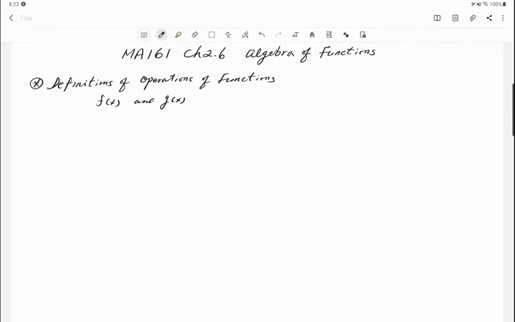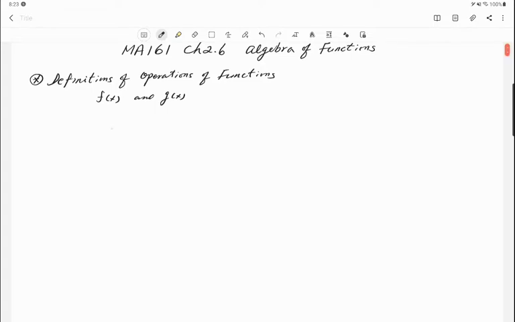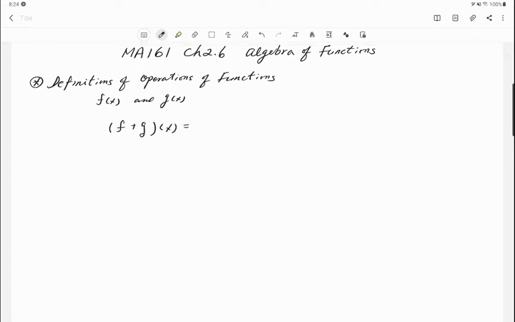When we add these two functions, we can write it like this: put parentheses, f plus g. f and g are the names of the functions, and then of x. This is exactly the same as adding the two functions f of x and g of x. It's really simple, but we have to be careful with the notation. (f plus g)(x) means adding the two functions f and g, which is f of x plus g of x.